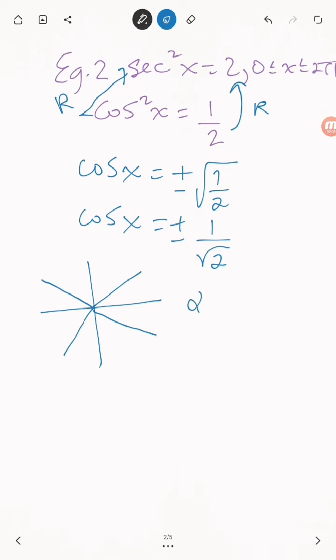To find my related acute angle, I have to do the cos inverse. Remember, no sign, just positive, don't do negative. Cos inverse of 1 over root 2, according to special triangle, is pi over 4. So pi over 4 in each quadrant is what I'm looking for.